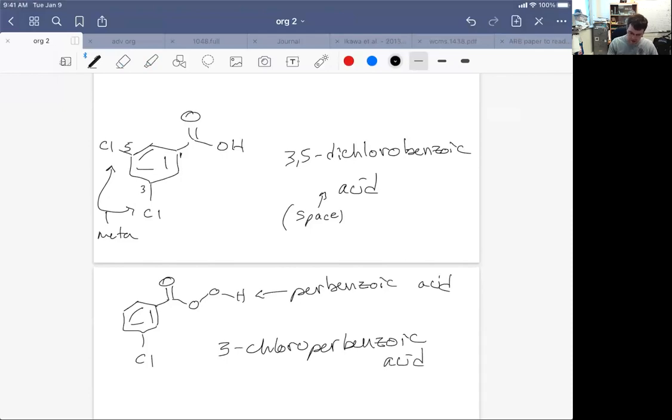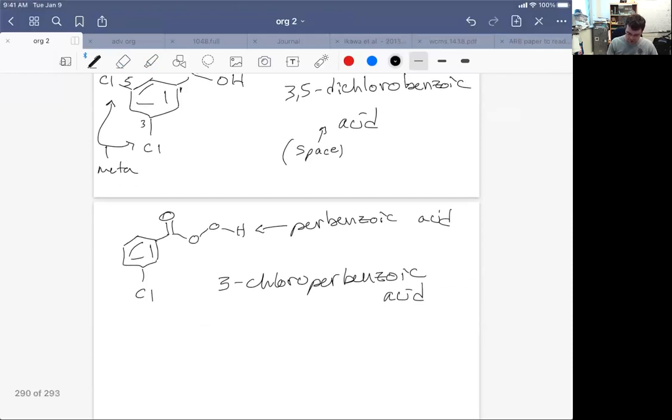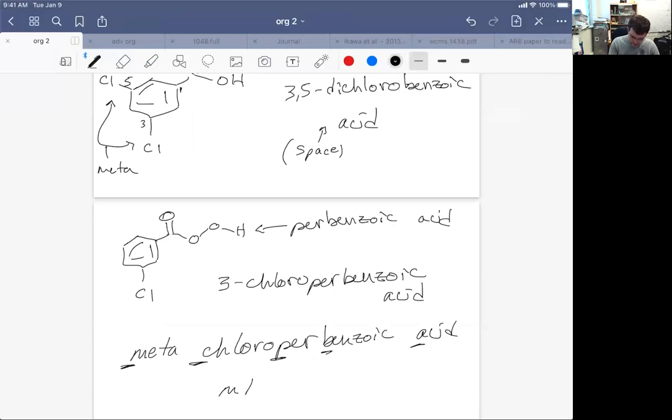Or conversely, we could use our ortho-meta-para designation. So I would call this meta-chloroperbenzoic acid. So this is kind of a special example. Like, you wouldn't see too many perbenzoic acids. But if we've got an m, C, P, B, and an A, let's just call this little m, C, P, B, A. This is our epoxidizing agent from a few exams ago. And so anyway, I just wanted to bring that up.